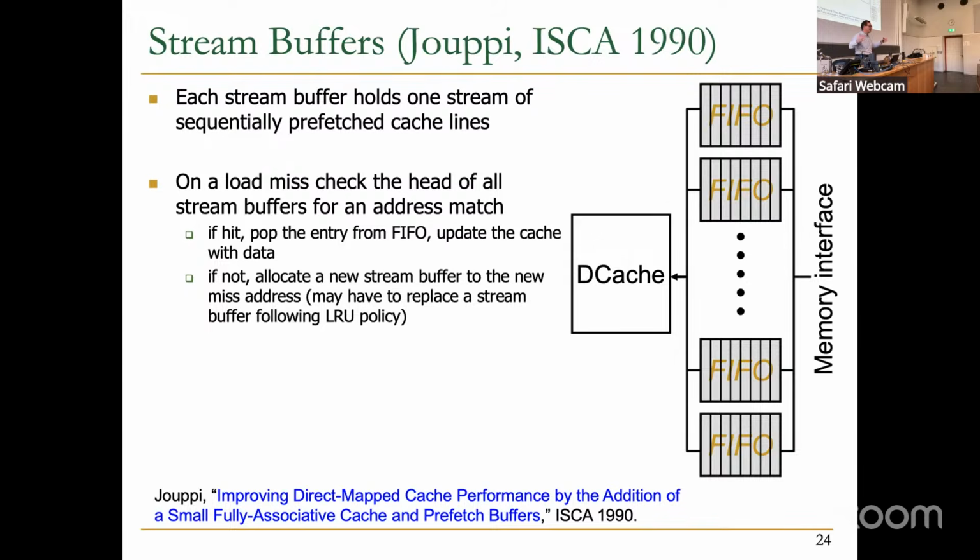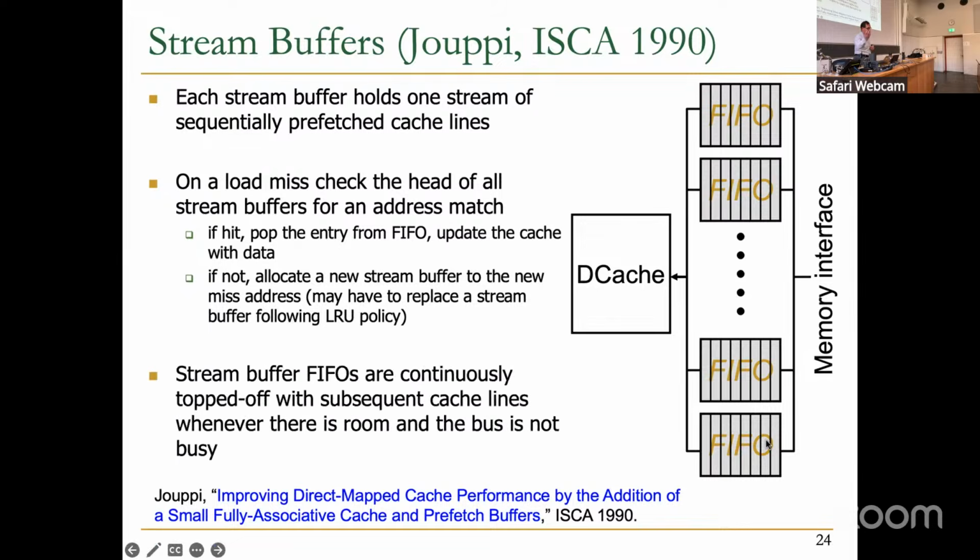So it's a next line prefetcher, except it's divided into potentially different streams. These streams can be different regions in memory. Actually, they are different regions in memory. Otherwise, you allocate a new stream buffer with a new miss address. And you may have to replace one of the stream buffers, clearly. So there needs to be a replacement policy.